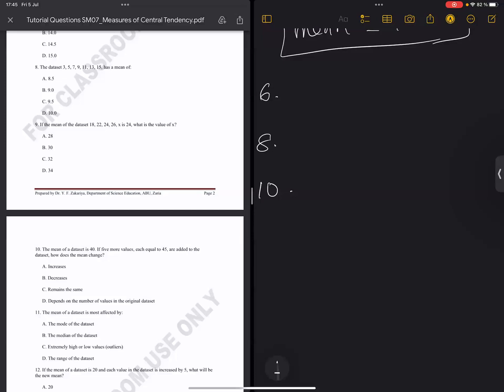The mean of a data set is 40. I want you to pay attention. If 5 more values, each equal to 45, are added to the data set, how does the mean change? A, increases. B, decreases. C, remains the same. D, depends on the number of values in the original data set.